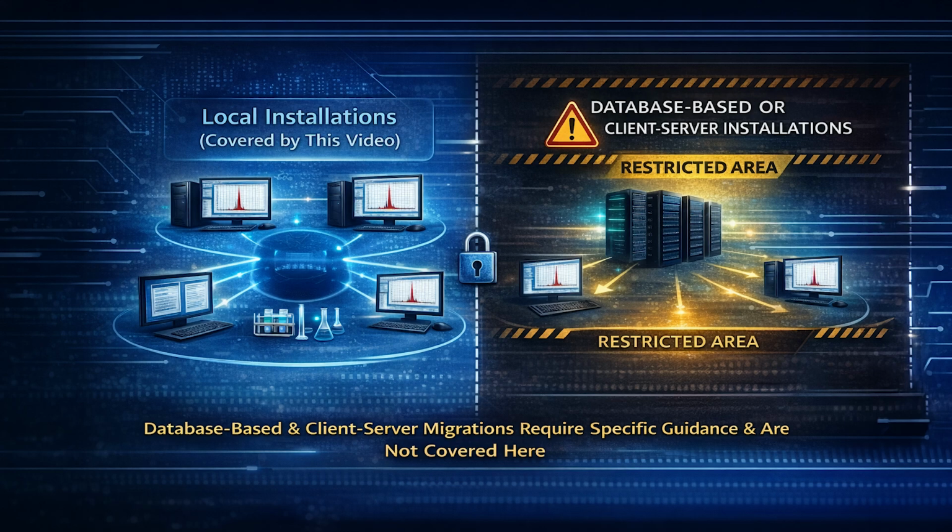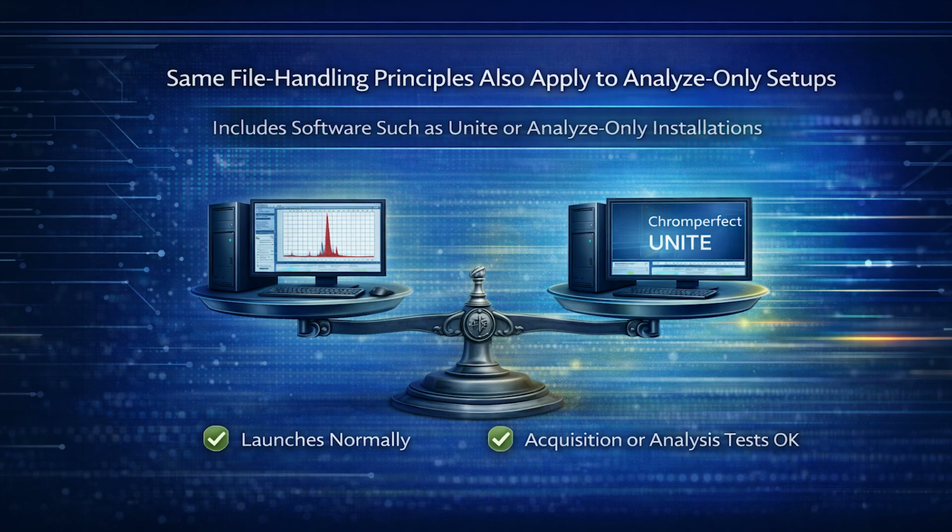Some larger Chromperfect installations use a client-server architecture, where the Chromperfect software is installed on a central server and accessed by multiple client workstations. While this video may be useful as a general background introduction, client-server migrations involve additional nuances and should not be treated as an exhaustive guide. Although this video focuses on data acquisition systems, many of the same file handling principles also apply to analysis-only installations, such as Unite or Analyze-only systems.